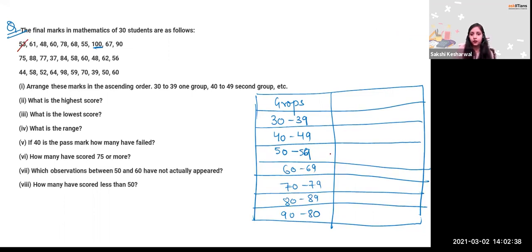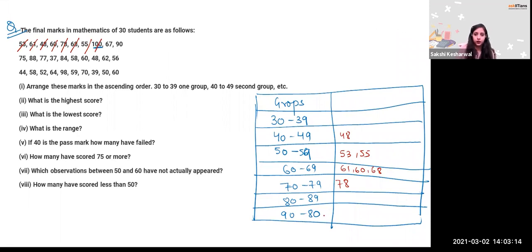So where does 53 come? It's 53. Now 61 comes over here. This is what we do. This is the way of doing the question, so you can never make a mistake. Just go a little bit slow, never be in a hurry. So 48 is over here. Then you have 60 here. Then you have 78 here. Then 68 here, 55 here. I'll arrange this later on, but first I'll write it down.